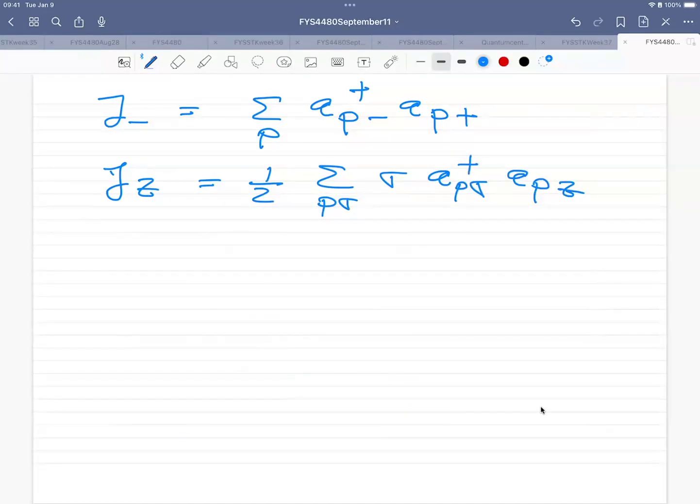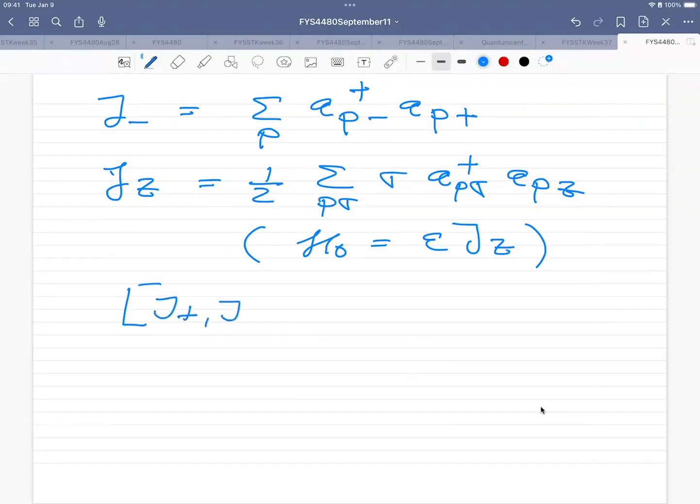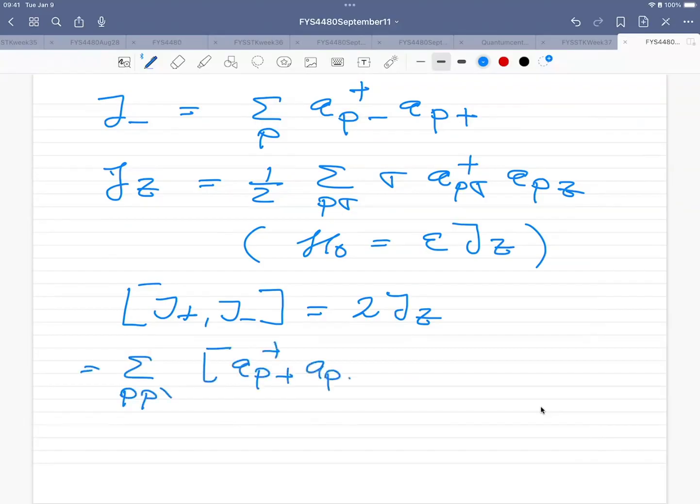And if you think back to the Hamiltonian, you see now that this H0, which we had, is simply epsilon times this JZ. One of the things you're going to do in the exercise is to calculate J plus, J minus. It's not a too exciting exercise in using anti-commutation rules. What you need to do then, because this would be the same as AP plus, AP minus, is a commutator of AP prime minus and AP prime plus the operator 2 times JZ. So that's one of the exercises.